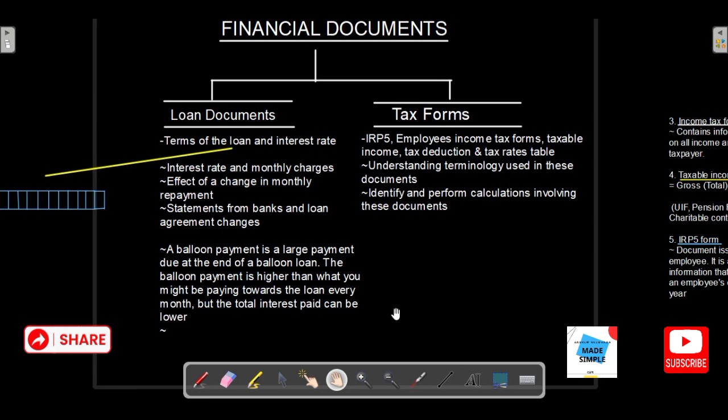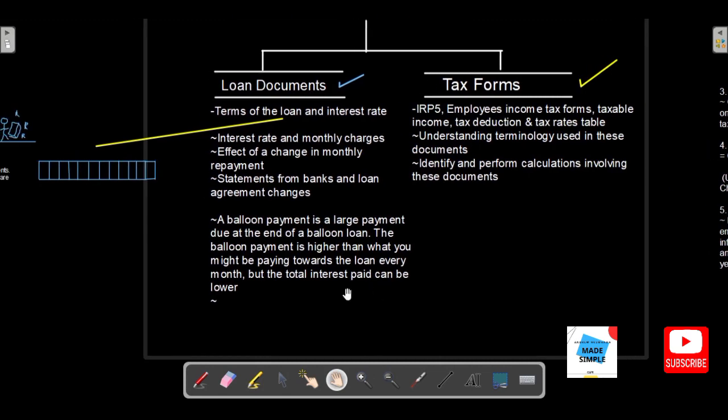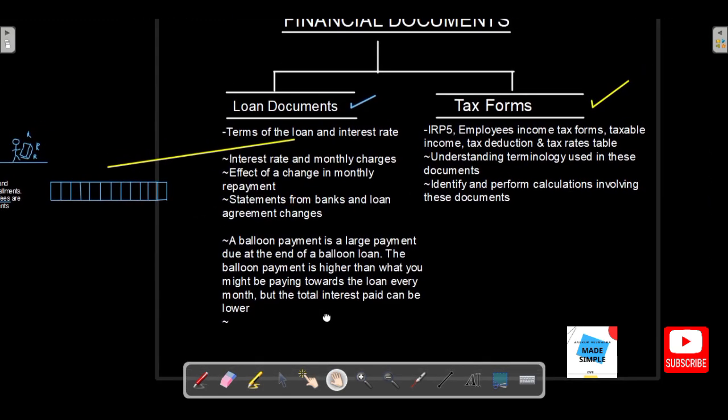Right, so in this video, we'll be focusing on financial documents, particularly the loan documents and the tax documents. I'll divide this video into two parts. Part one will focus on your loan documents, and part two will focus on taxation, everything that you need to know concerning tax. Then we'll move on to tariffs, and so on. Let's begin with these documents.